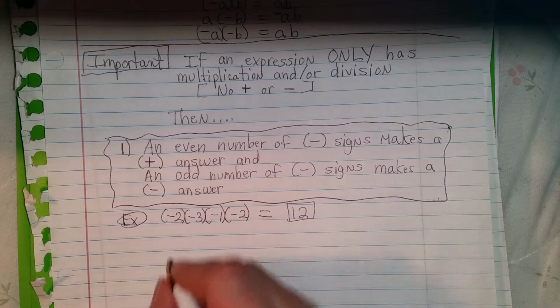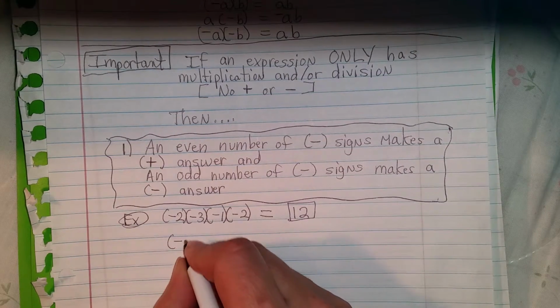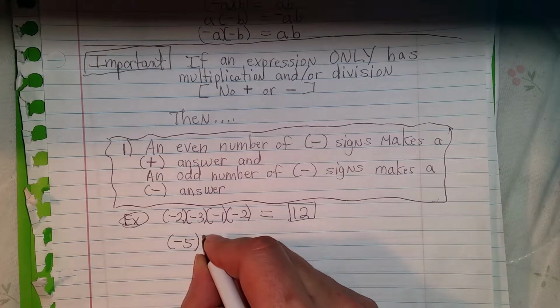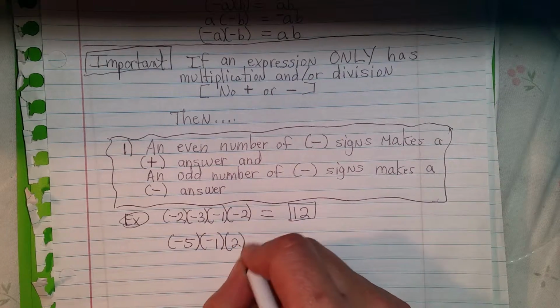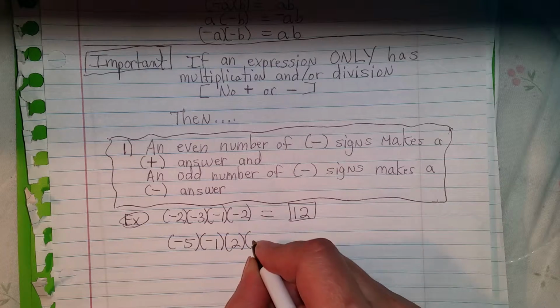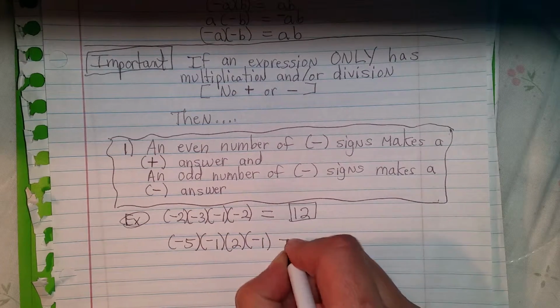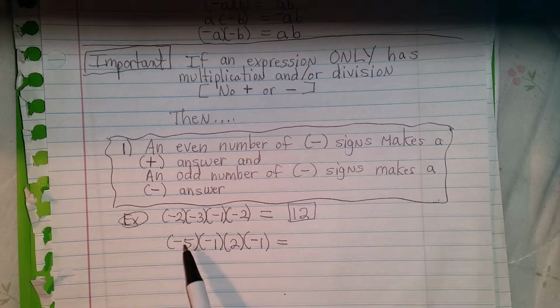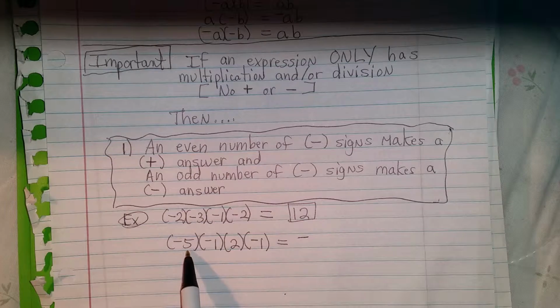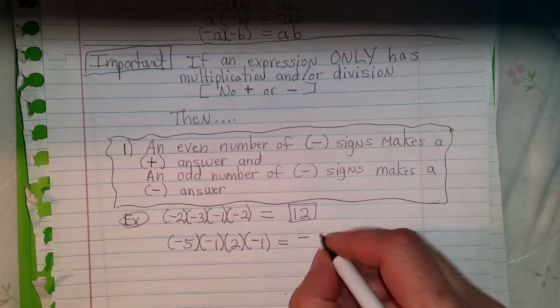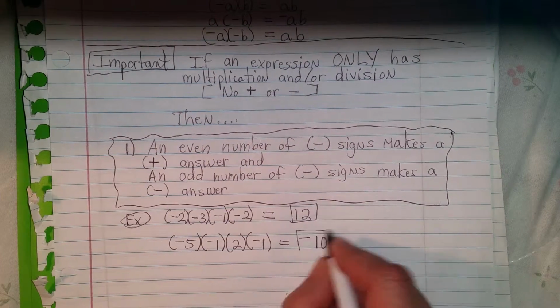If I have -5 times -1 times 2 times -1. Counting the negatives, I have 1, 2, 3. That means my answer is going to be negative. Then I just have to multiply the numbers. It's really 5 times 2, which is going to be 10.